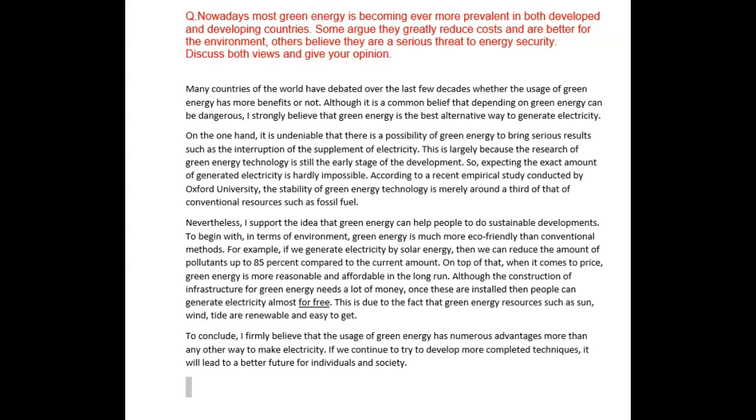"This is due to the fact that green energy resources such as sun, wind, tide, and wave," I think is what you mean, not tide, "are renewable and easy to get." I don't like that word get. It feels really way too informal. "Are renewable and easy to obtain." Much better word. "To conclude, I firmly believe that the usage of green energy has numerous advantages, more than," that doesn't make sense. Maybe we need a comma here. "More than any other way to make electricity."